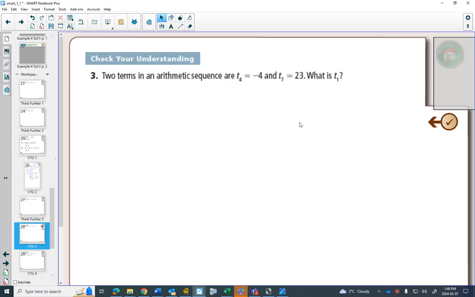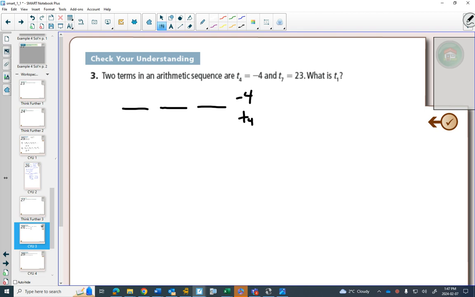Two terms in an arithmetic sequence are: term 4 is -4 and term 7 is 23. What is term 1? So what we're going to do is draw a diagram of what's happening here. I don't know term 1. I don't know term 2. I don't know term 3. I know that term 4 is -4.